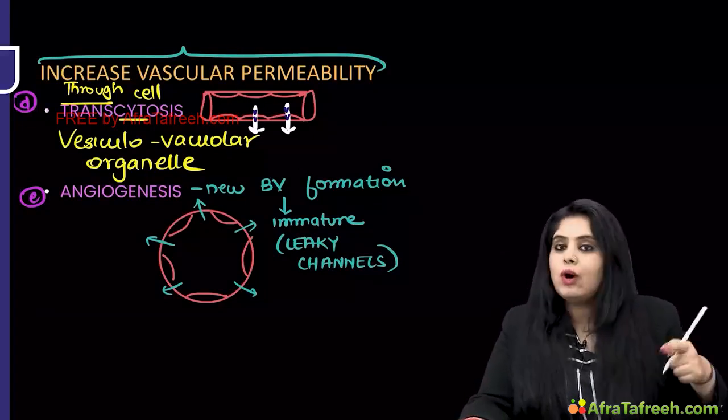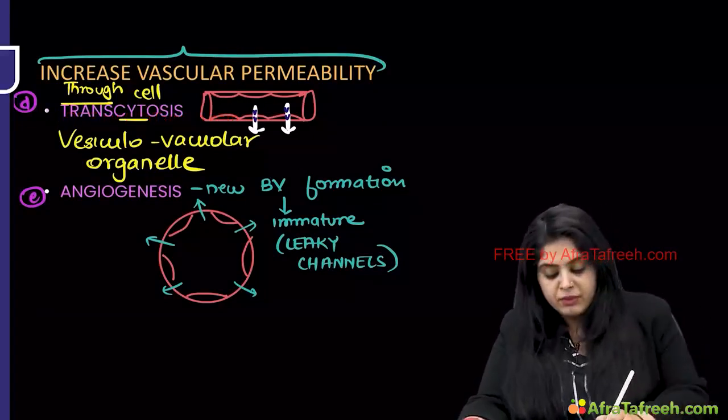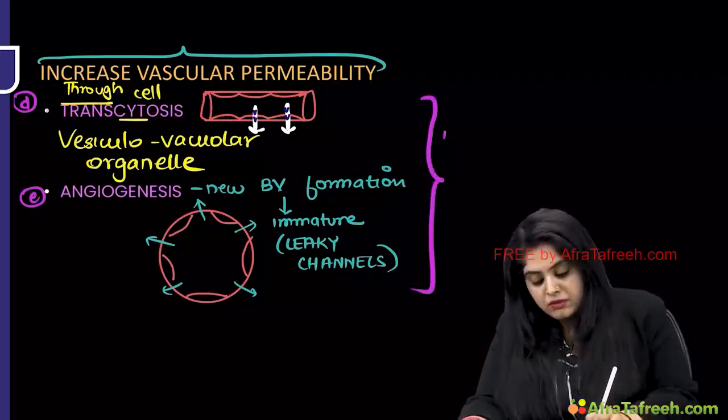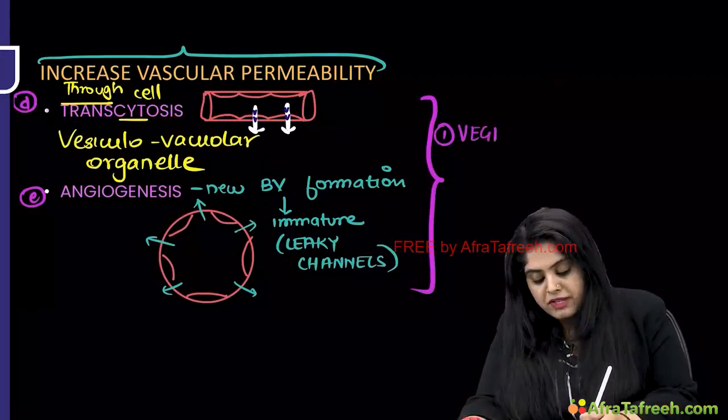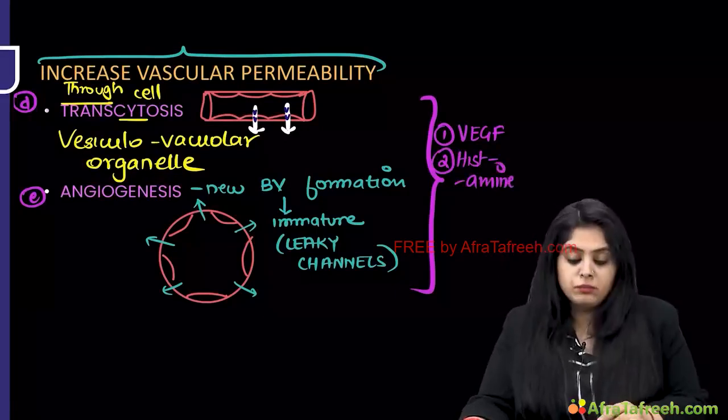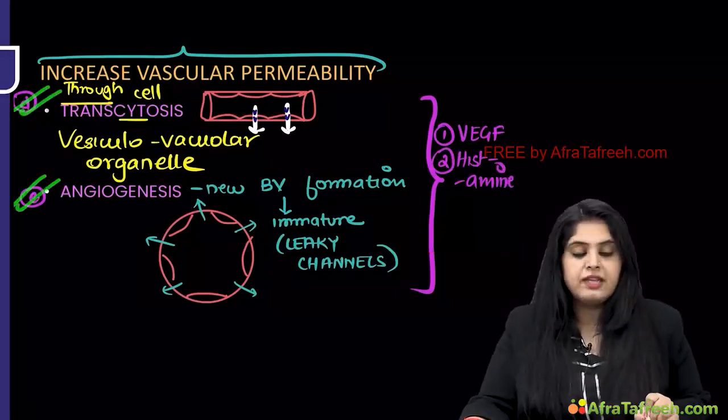So now, why did I take these two on the same slide? Because for both of them, the mediators are the same. Both of them are mediated by something called VEGF. And second, the head of the cousin brothers, that is histamine. Histamine and VEGF will cause both transcytosis also and angiogenesis also.